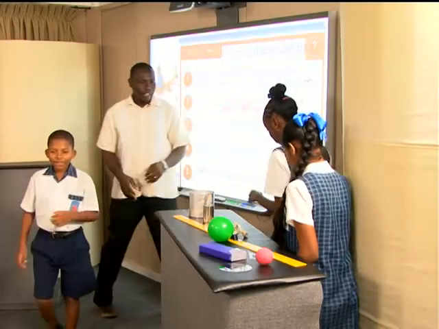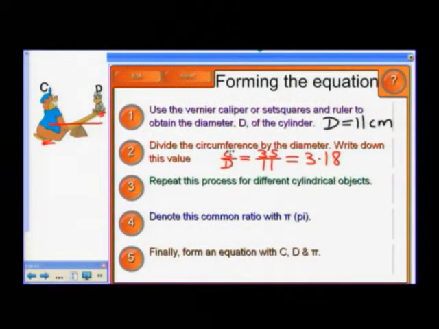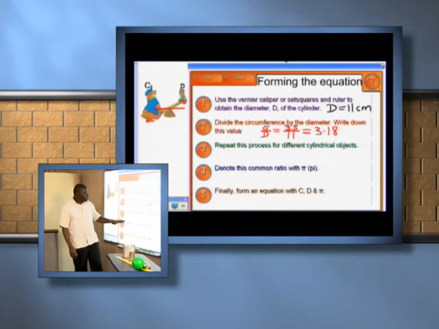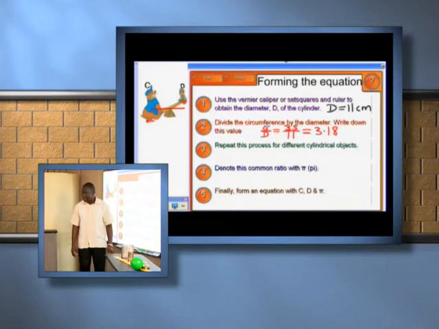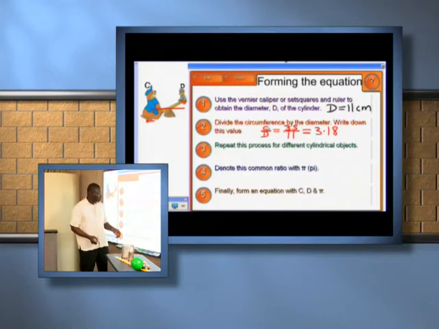Good. All right. So what we have here is that this common ratio of all circles is not necessarily 3.18, because I guess we would have been approximating when we were measuring. But it's somewhere around 3.1. But this common ratio, if we denote it with this symbol pi, pi is a Greek letter from the Greek alphabet. And so what we're going to do now is form an equation with c, d, and pi. Now, we're saying to denote this ratio. Which ratio? Isn't it this ratio we're talking about? Yes. Denote this ratio with pi.